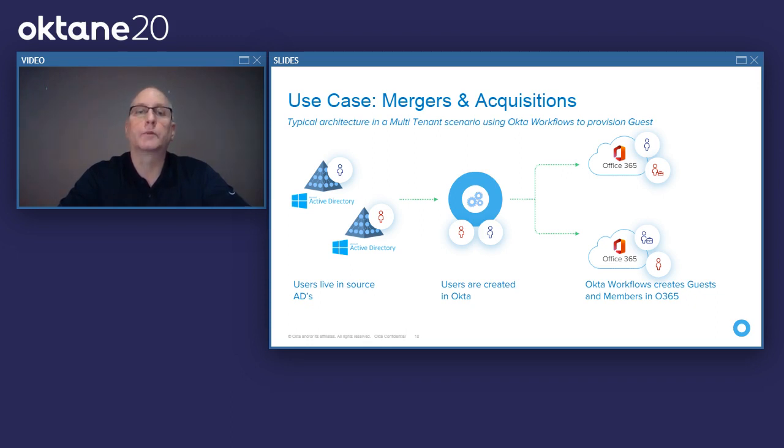This is all managed through group memberships in Okta. So if you're a member of an Office 365 users group, for instance, you would get provisioned as a user in that tenant. If you're a member of the guest group, you would get provisioned as a guest in that tenant. And those group memberships can all be automated.